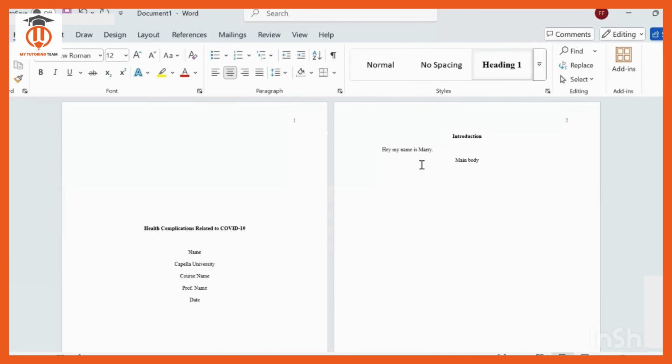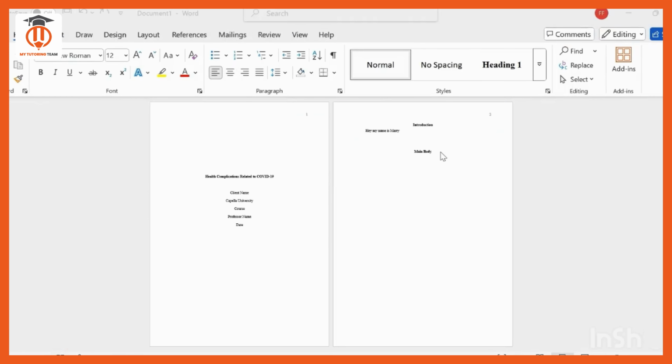Moving forward to the next page, which is the second page. Next, I begin with the introduction paragraph, which gives an overview of the assessment and its purpose. Here's how I structured it. I introduced the topic by explaining that this assessment is about the integration of nursing informatics and healthcare technology to improve patient outcomes.